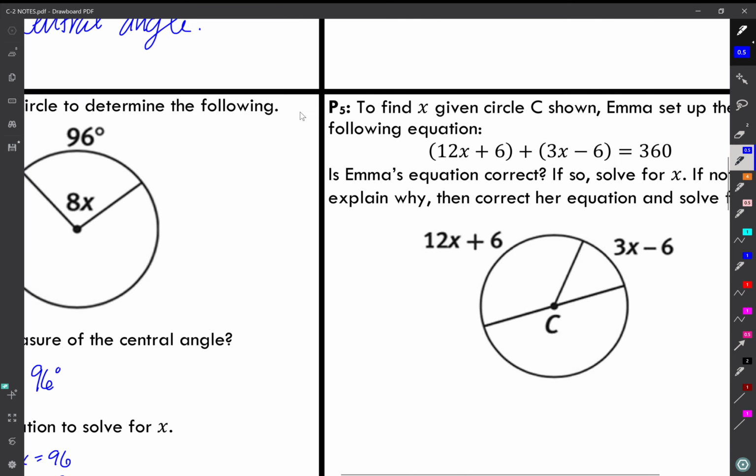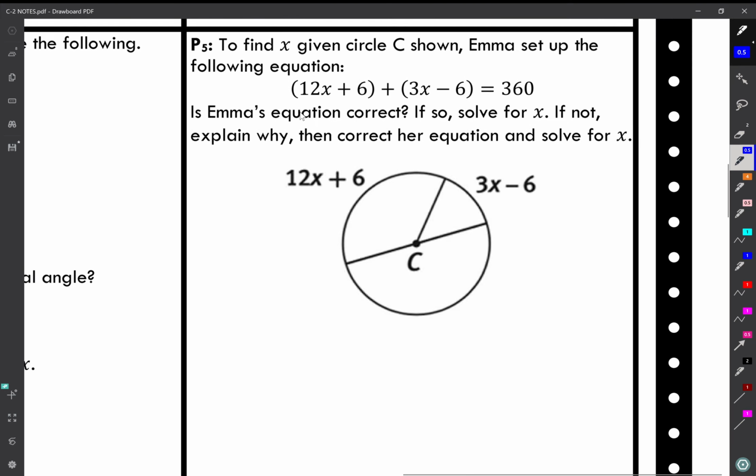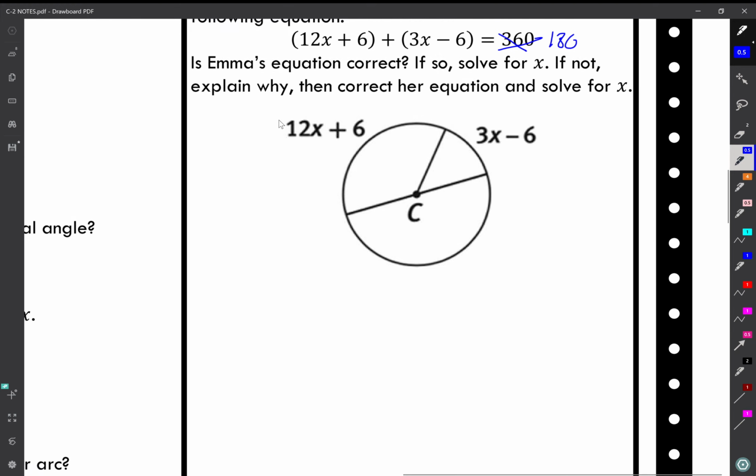Number 5. To find x given circle C shown, Emma set up the following equation: 12x plus 6 plus 3x minus 6 equals 360. Is Emma's equation correct? If so, solve for x. If not, explain why, then correct her equation and solve for x. So she's close. She's adding up the two arc measures right here, but these two arc measures only form half the circle. So instead of 360, this should be 180. So Emma was not correct.